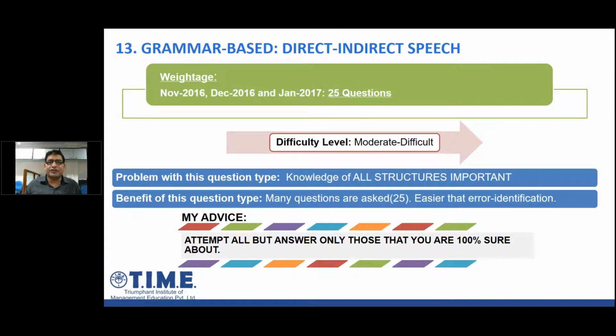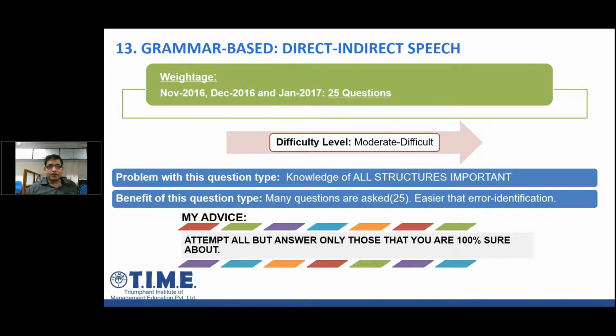It's fixed, it's a science. Every active voice sentence has a fixed passive voice. Every direct speech sentence has a fixed indirect speech. Okay, there's no ambiguity here, and the clarity is already fixed. Study, go prepared. That's my advice. Okay, so see, benefit is again 25 questions, easier than error identification questions, and again attempt all questions but answer only those that you are 100% sure about.